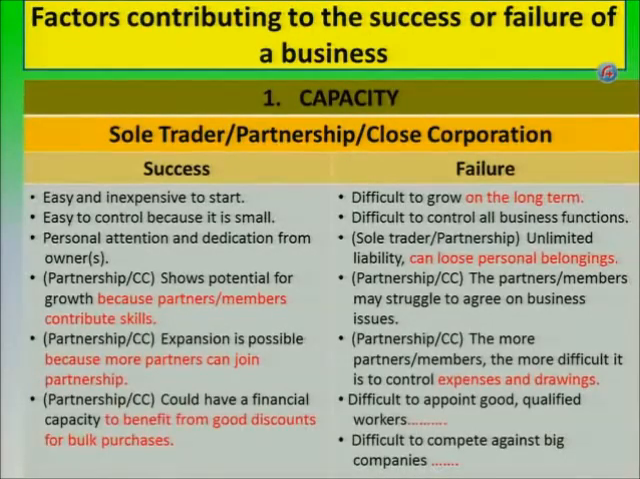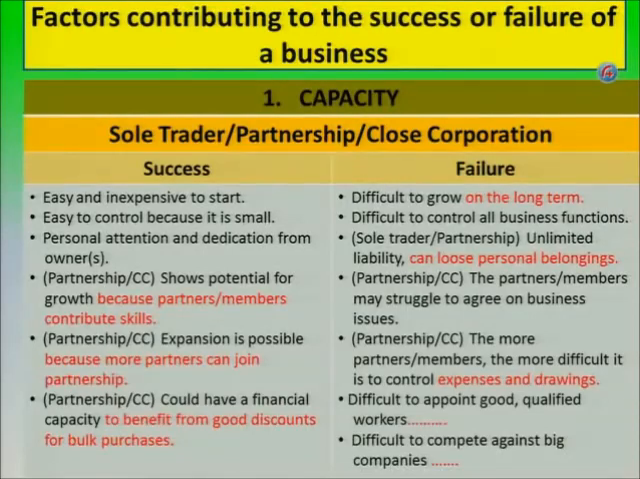The failure factors as far as capacity is concerned, the failure reasons for capacity in the case of sole trader, partnership and close corporation are the following. It is really difficult to grow on the long term for these types of businesses because of a lack of finance. It's difficult to control all the business functions. We have done this morning the 8 different business functions, and you have seen that each one of them is a mouthful or a handful for even the manager of that specific business function.